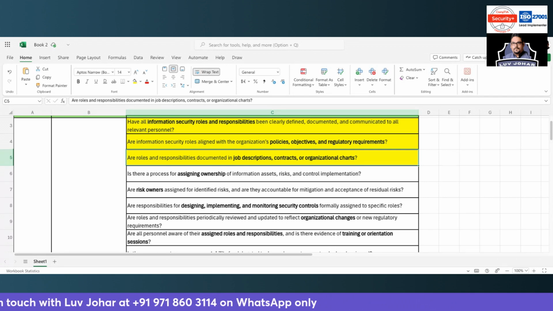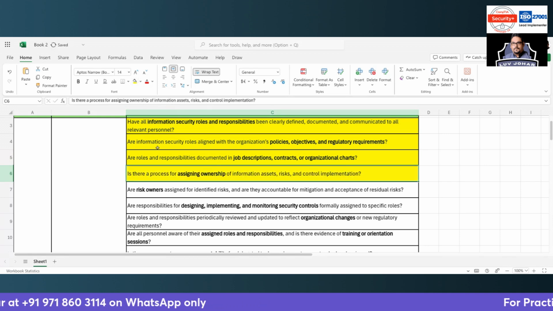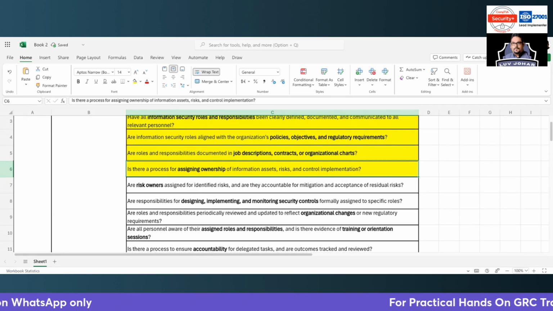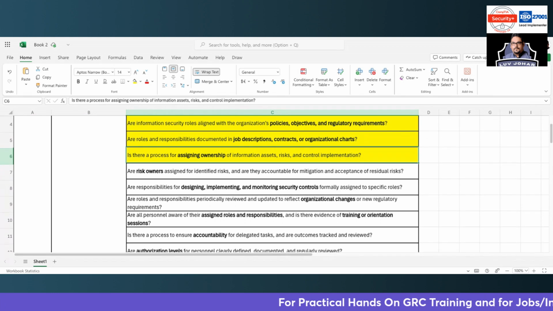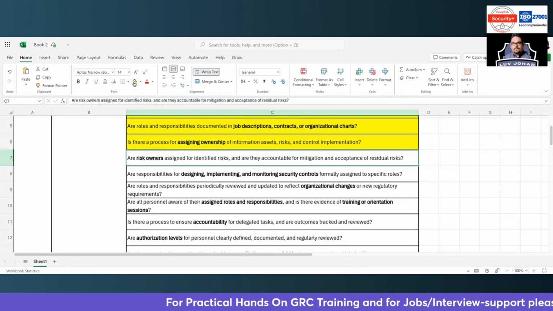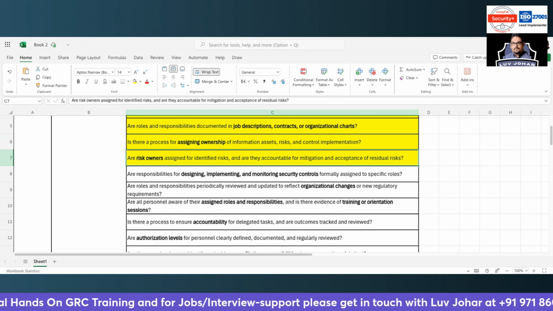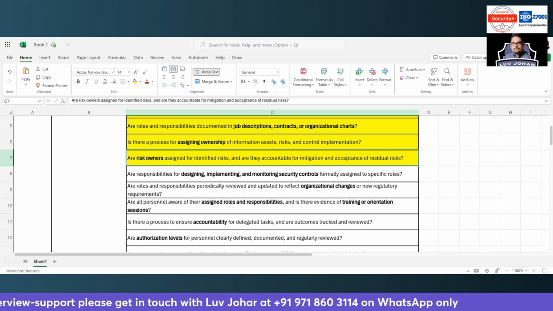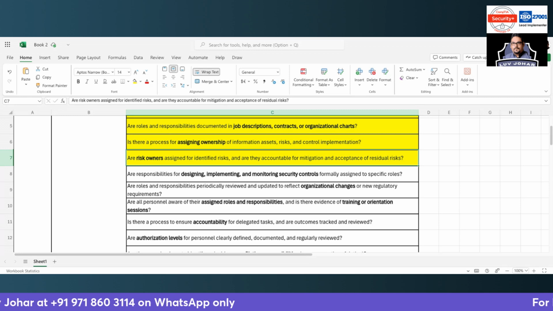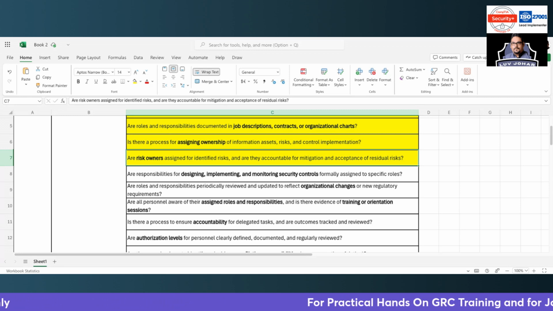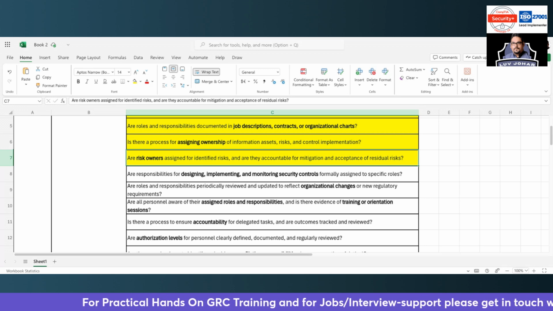Then you need to check: is there a process for assigning ownership of information assets, risk, and control implementation? And then check: are risk owners assigned for identifying risks, and are they accountable for mitigation and acceptance of the residual risk? Risk owners are normally the heads of departments who are responsible for mitigation and acceptance of the residual risk. So for any risk, you need to assign the appropriate risk owner, and you need to check whether it's happening or not.